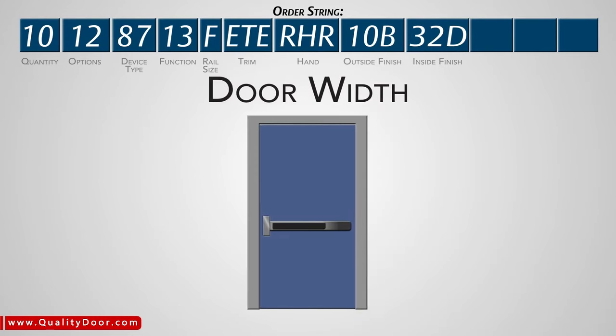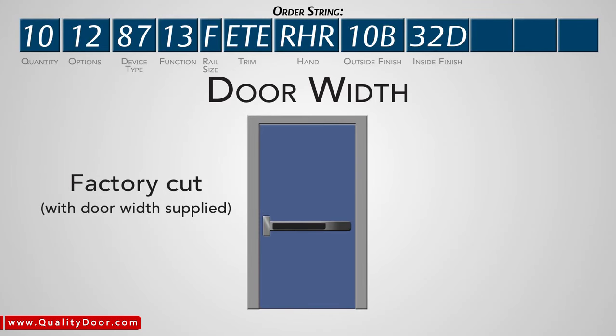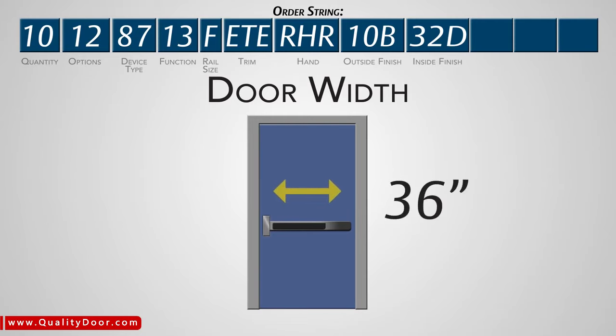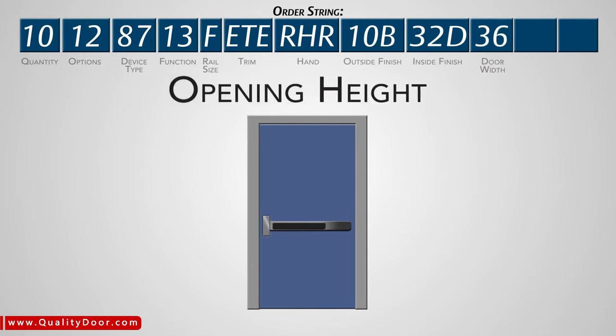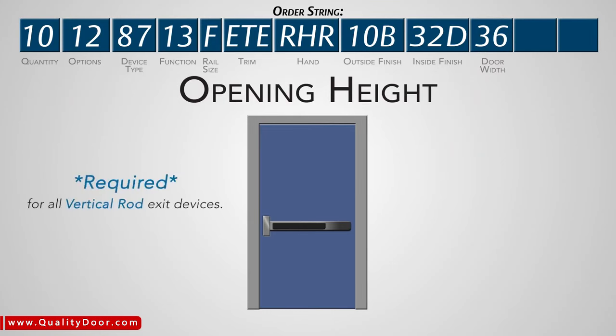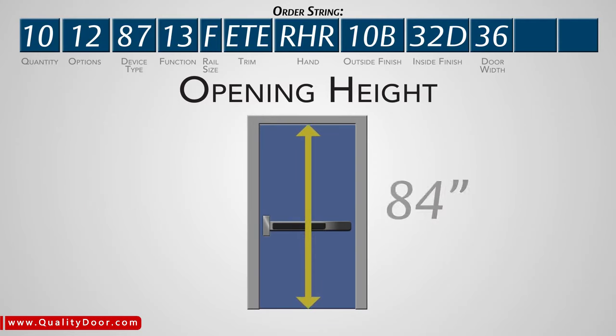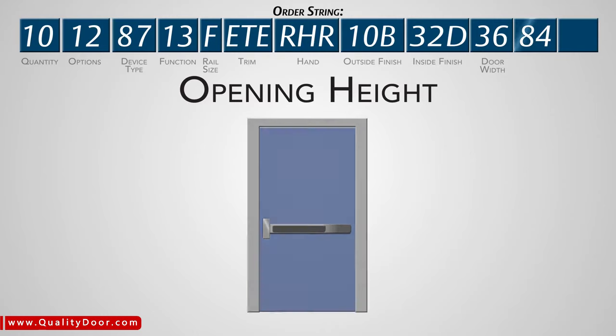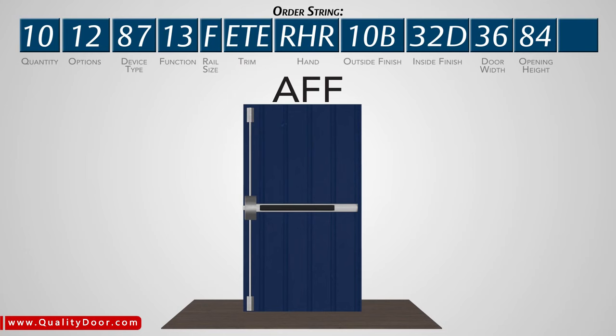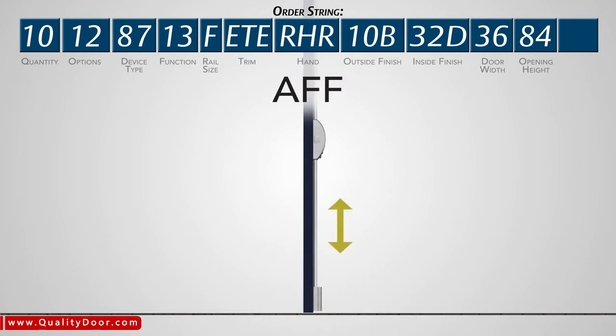Next, we'll specify the door width. Rails will be cut to size at the factory if the door width is supplied, or they can be cut in the field. Here, we'll note that our doors are 36 inches wide. Then, we'll input the height of our openings. Note that this measurement is required for all vertical rod exit devices. Since our door openings are 7 feet or 84 inches high, we'll enter 84 inches here. The last measurement we need to specify is the center line of the rail above the finished floor. Our sample project requires 41 inches, so we'll enter 41 here.